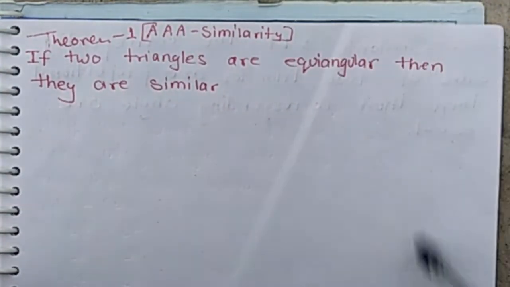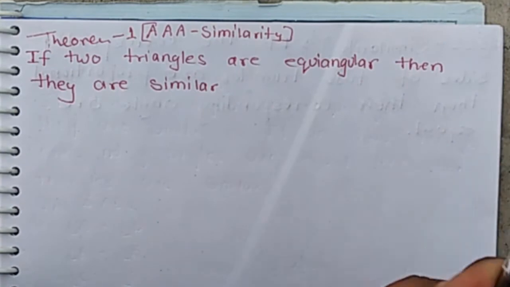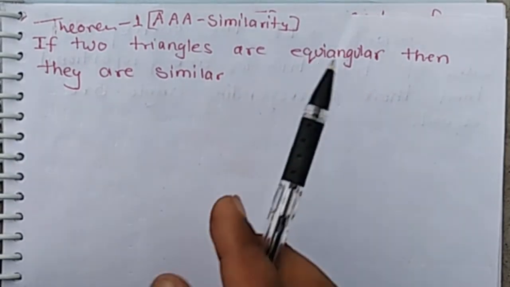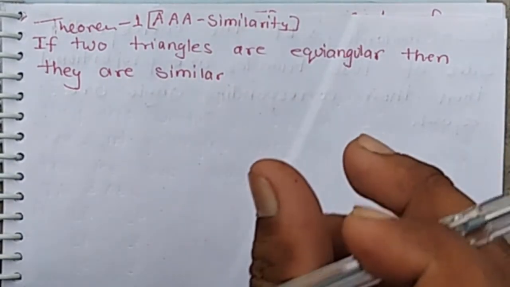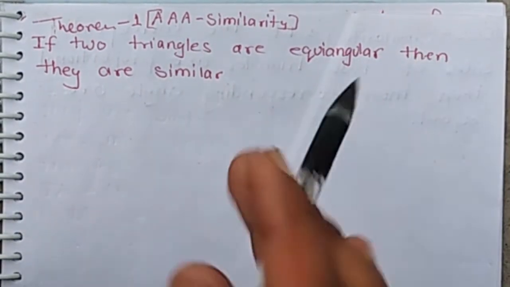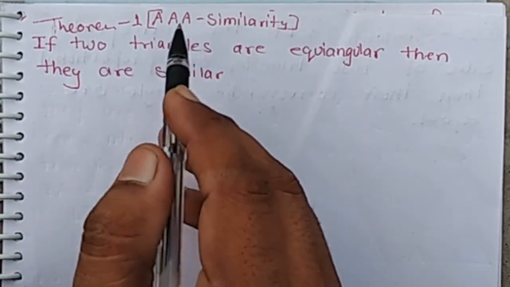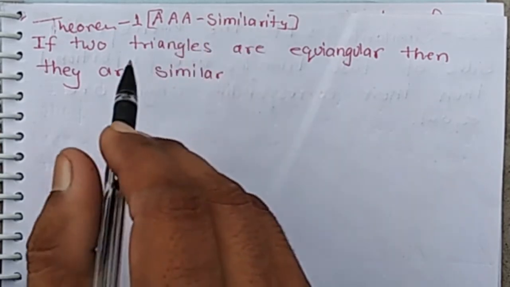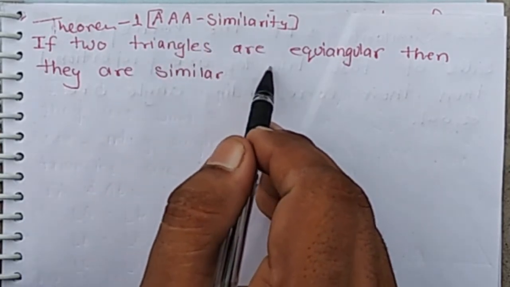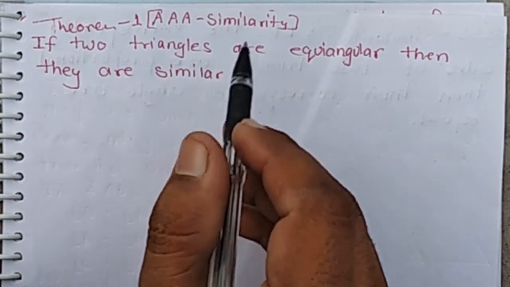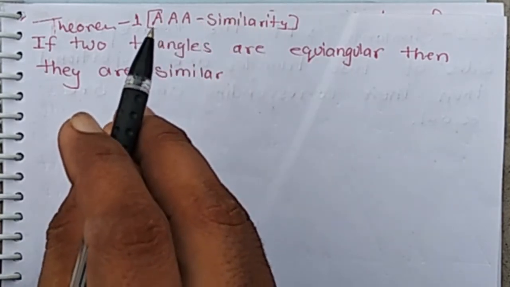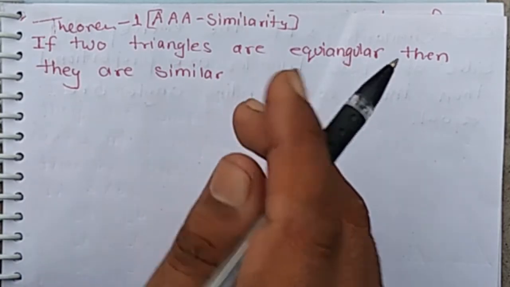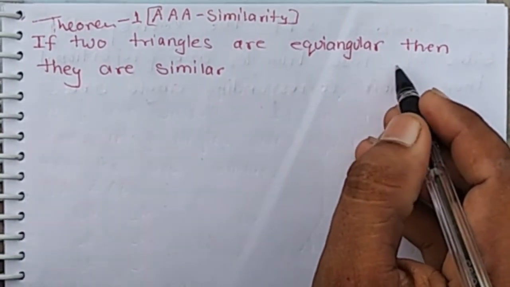Good morning, class. Today we are going to discuss criteria of similarity, that is, the conditions for similarity of two triangles. The first theorem is AAA similarity, or angle similarity. If two triangles are equiangular, then they are similar. That means if the corresponding angles of two triangles are equal, then they are similar.